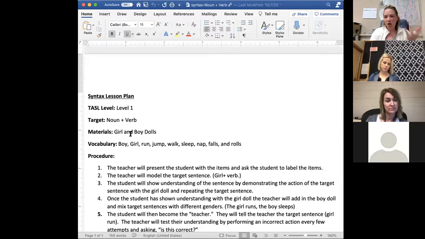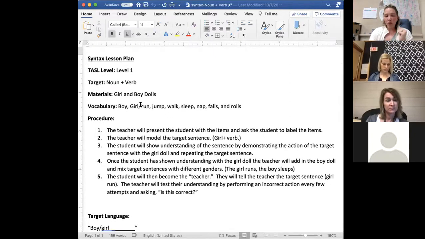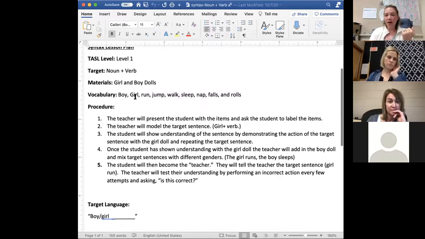We're going to have girl and boy dolls, and we're working on noun plus verb. We would have taught all of these vocabulary words prior to this lesson, at least we would have tried to. Obviously, when this lesson was happening, they had already taught this. This is my wheelhouse because most kids know these. And then having a boy and a girl. Sometimes I have a mom or a dad, so we're working on those two.